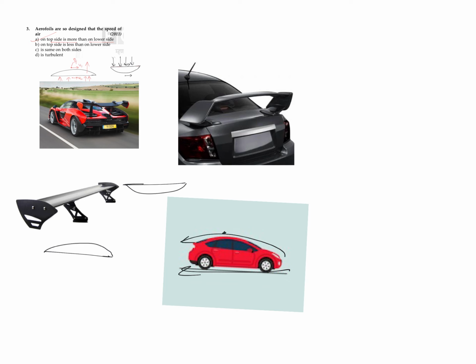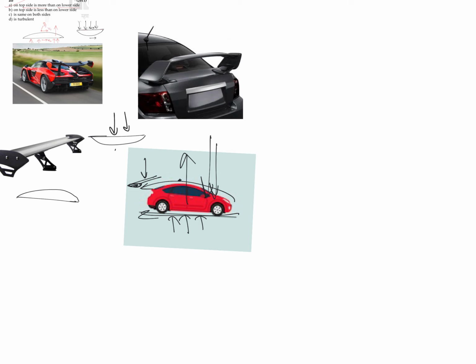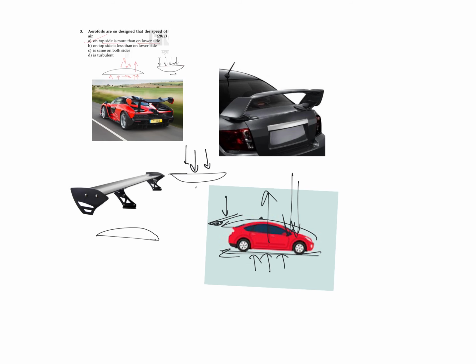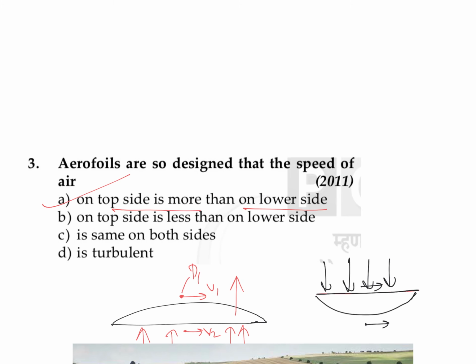If the velocity on the upper part is more due to the shape, there will be an uplift acting in the upward direction. Because of this, the car may lift from the road if we are moving at a very high velocity. If you want to keep the car on the track, then we need to exert a force in the opposite direction. That's why we connect an aerofoil in the opposite way, so that the velocity will be more on the lower side and less on the upper side. So the net force will act in the downward direction, which will keep the car on the ground. That's why we use this spoiler in racing cars.